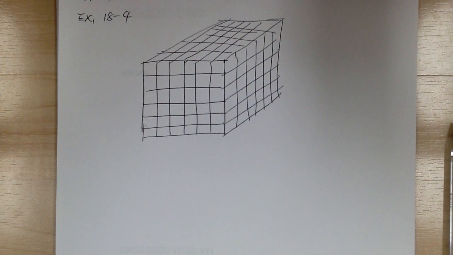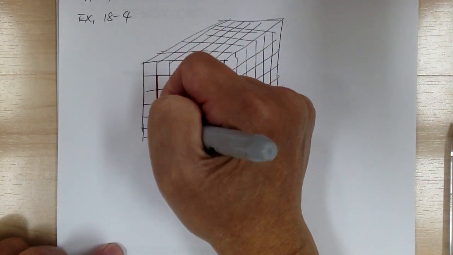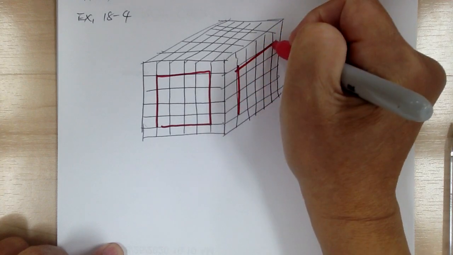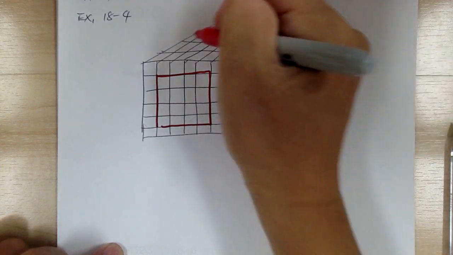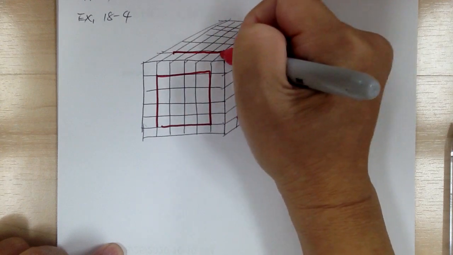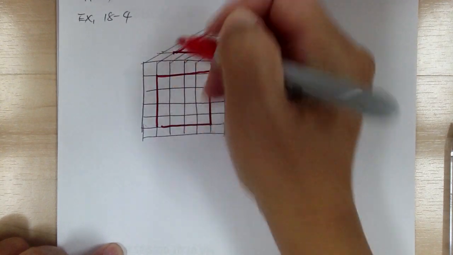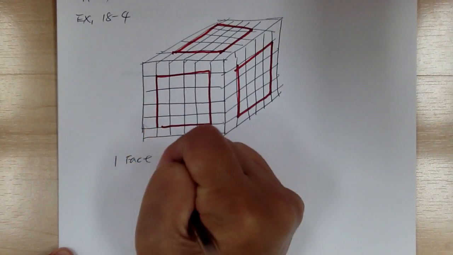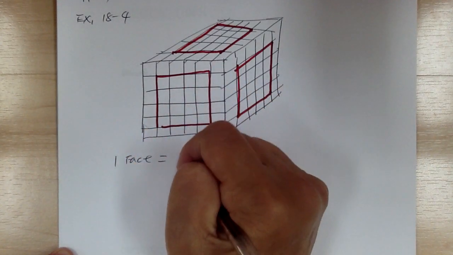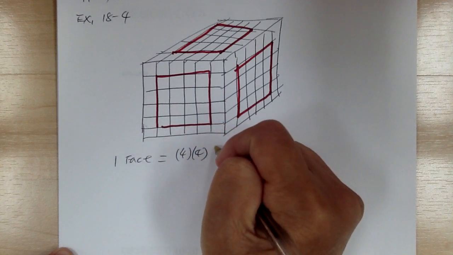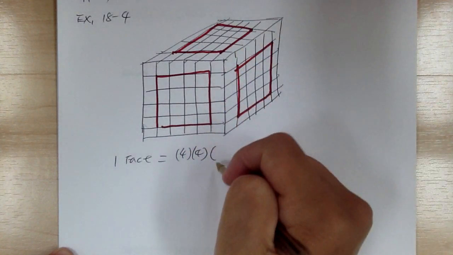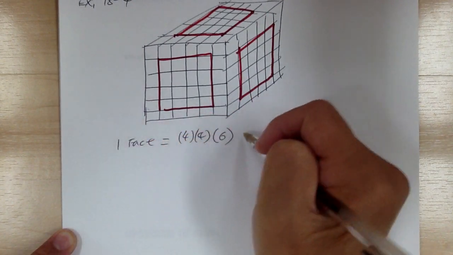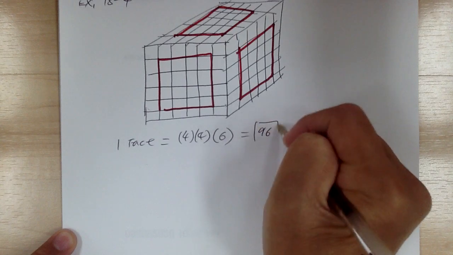Okay, so let's go and do the one face. So all these will have a one face, the red ones. Okay. So one face painted will equal to 4 times 4 times, there are 6 faces, so times 6 faces. So this will equal to, so one face painted equal to 96. Okay.